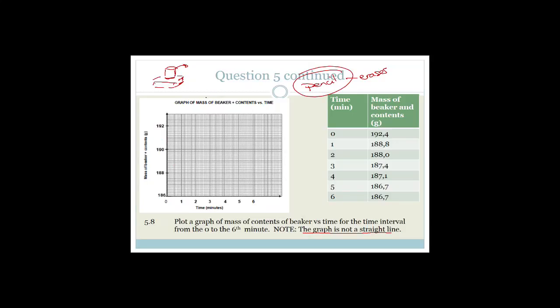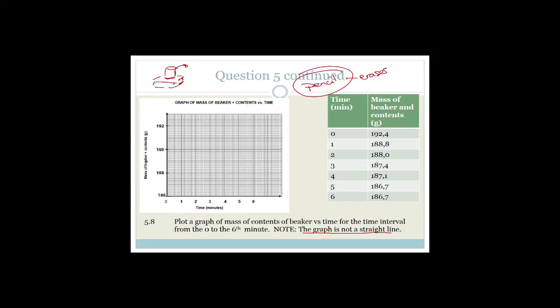First of all, there should always be a heading on the graph. So: graph of mass of beaker and contents versus time. Secondly, there should be headings for both the y-axis and the x-axis. I know they've given this all to us. I'm pointing out what we would have to draw or write in if they didn't give it to us.